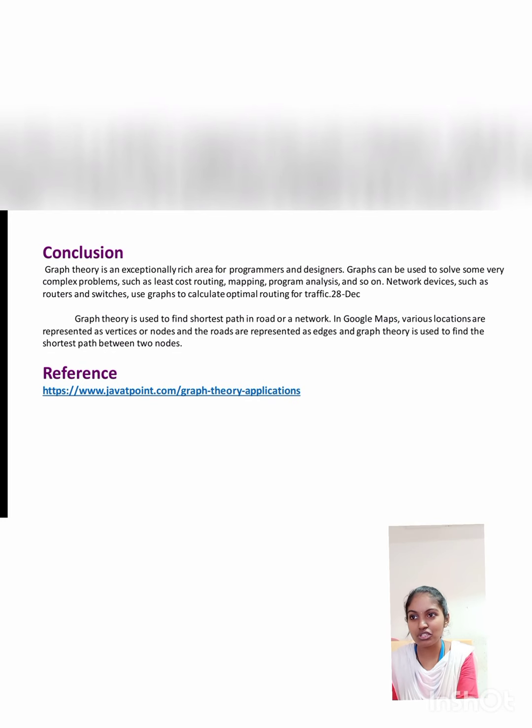Now coming to the conclusion, graph theory is an exceptionally rich area for programmers and designers. Graphs can be used to solve some very complex problems such as least cost routing, mapping, program analysis, and so on. Network devices such as routers and switches use graphs to calculate optimal routing for traffic. Graph theory is used to find the shortest path in roads or a network. In Google Maps, various locations are represented as vertices or nodes, and the roads are represented as edges, and graph theory is used to find the shortest path between the two nodes.